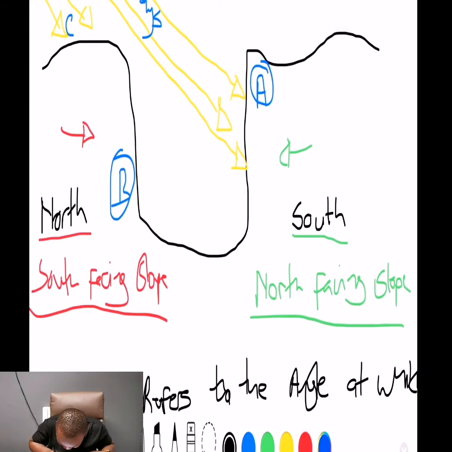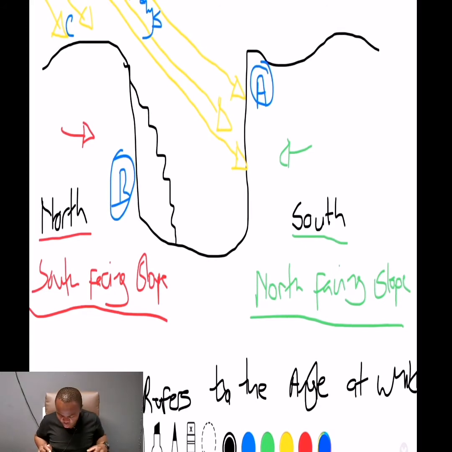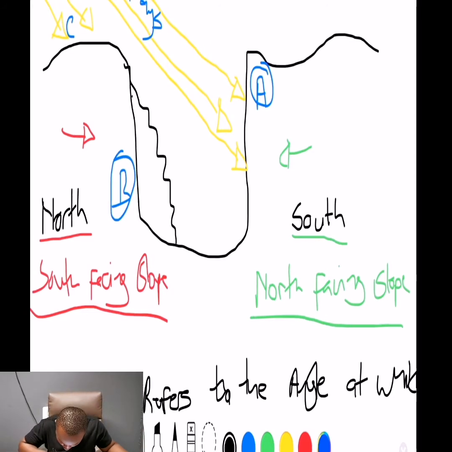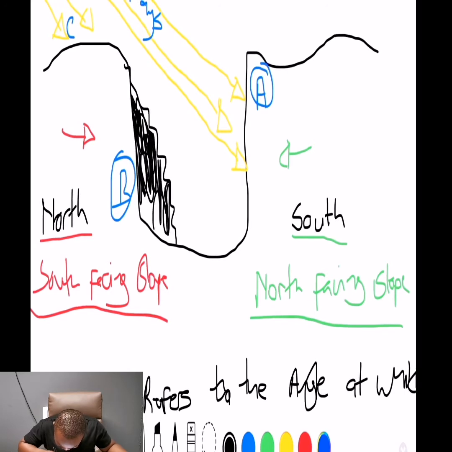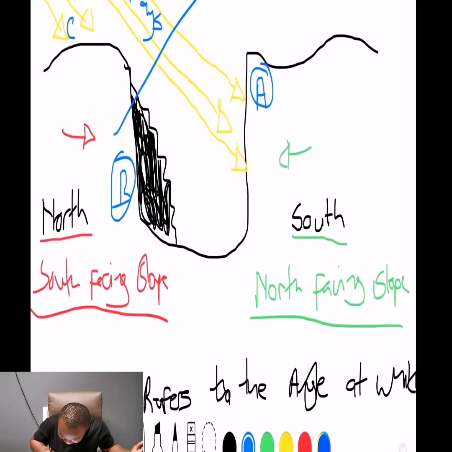Let me just use black. This area here, in blue, is B, and it is cool. Why is that the case? Because it only receives an oblique insolation. Therefore, you're going to have cool conditions over this area, because it does not receive direct insolation from the sun. So the weather in this area is cool.